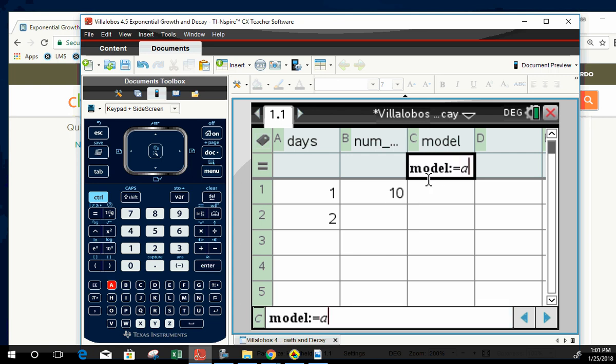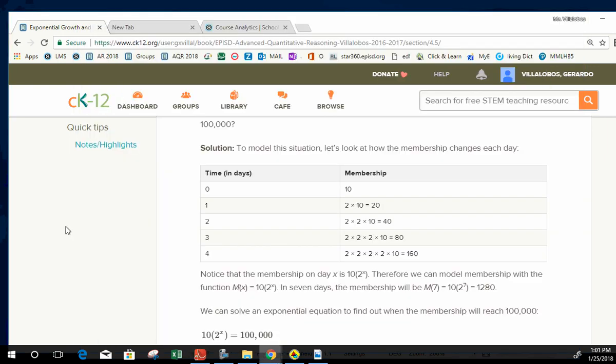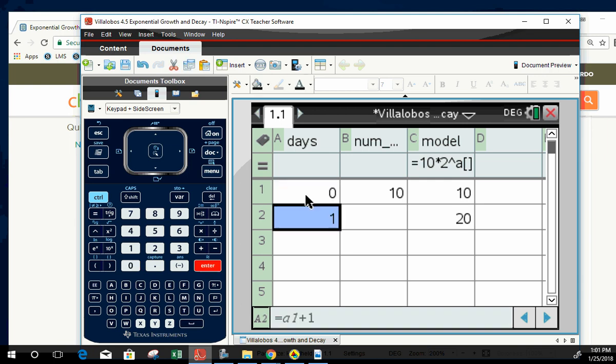It's equal to A1, 10, the initial amount, times 2 raised to the power of A. But if you look at the table, it starts at 0, conveniently. So I need to put a 0 here. And then 1. This equals A1 plus 1. This would be a B1. This would equal B1 times 2.